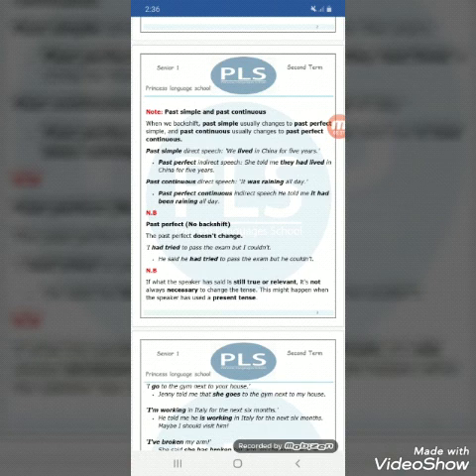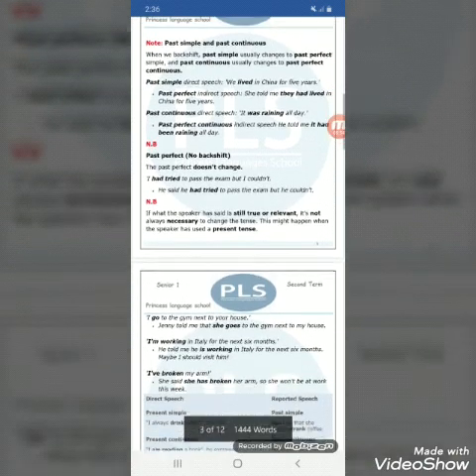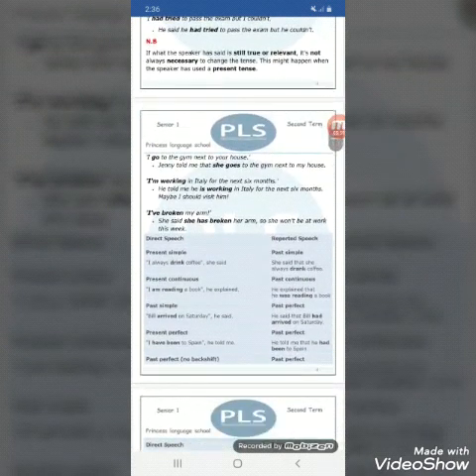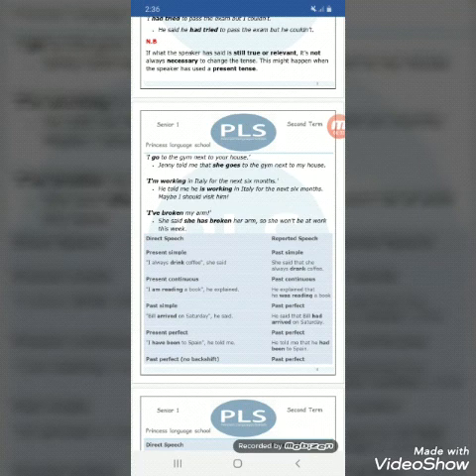Okay. There's an NB also, which is a very important note, that if what the speaker has said is still true or relevant, it's not always necessary to change the tense. This might happen when the speaker has used a present tense. Like, for example, "I go to the gym next to your house." Jenny told me that she goes to the gym next to my house. Why didn't I change the tense? Because the sentence itself is still relevant. It's still true and it's still happening. That means I don't have to change the tense.